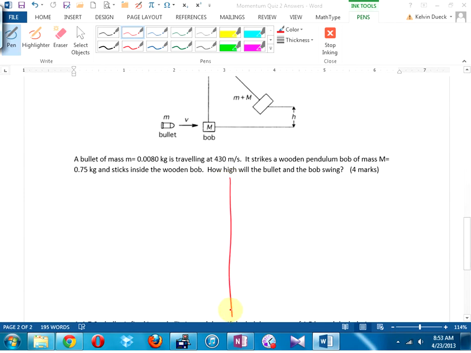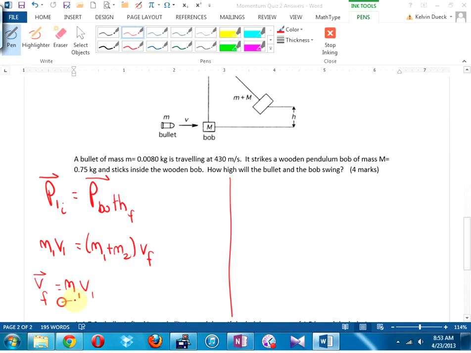So I'm going to do the collision first. Before the collision, what's moving? Mass 1, mass 2, or both? Momentum of mass 1 initial. Wham, they collide, they stick together. It's going to be M1V1 equals M1 plus M2 V final. The final speed they move off at after the collision is going to be M1V1 divided by M1 plus M2.